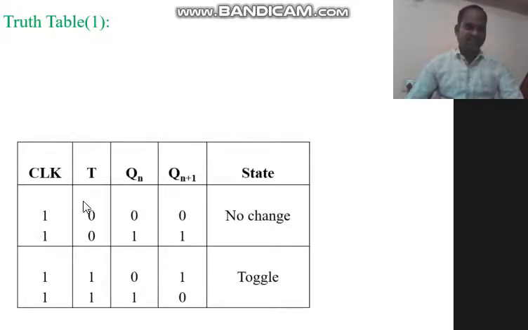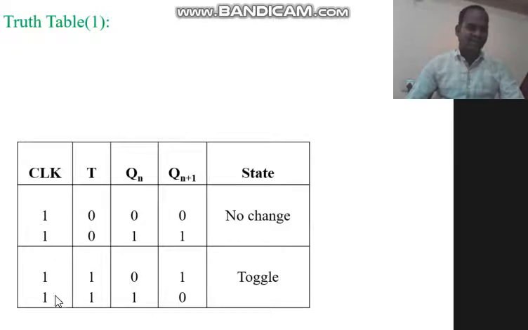So simply we can remember this truth table, that is, if T is 0, which means T is not highlighted, that means no change condition. If T value is 1, which means T is highlighted, T means a toggle condition, so that output toggles. So if T is 0, no change condition, if T is 1, toggle condition. So this is the simple way to remember the truth table of the T flip-flop.